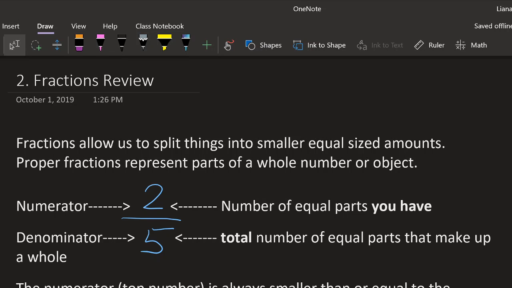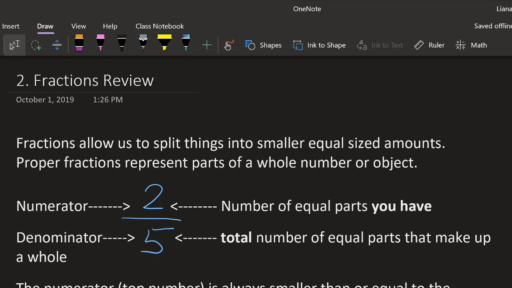Okay, so all that to say, let's get into our new unit here, okay? So we're going to be talking about fractions. The first couple days here is mostly going to be review just to make sure that we're all on the same page with things that we should have learned in grade 1, 2, or whatever course we took before this one, okay? So fractions allow us to split things into smaller equal-sized amounts, okay?